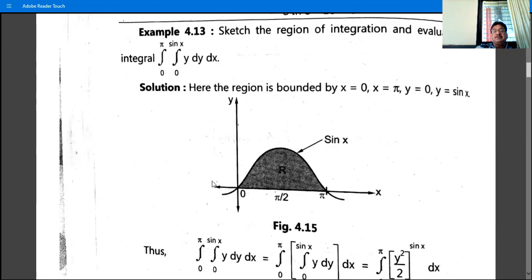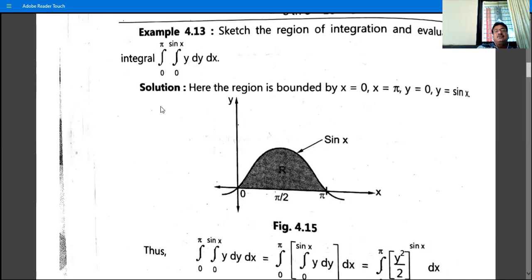So y is equal to sin x. y is equal to 0 means the x-axis, and y is equal to sin x. This is the graph of the sine function. It passes through the origin, and this is the graph of the sin x function. These are the points of intersection. This is the middle point pi by 2. So the graph of sin x is this.